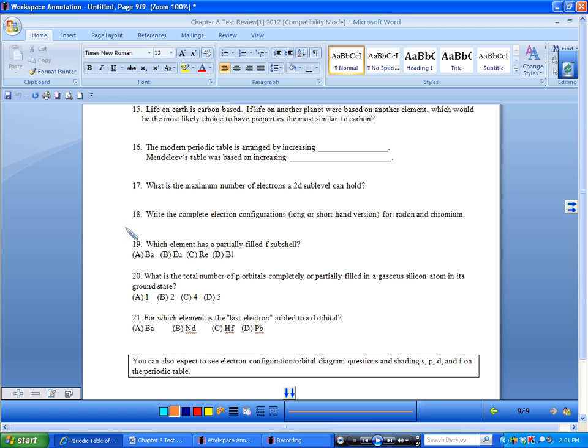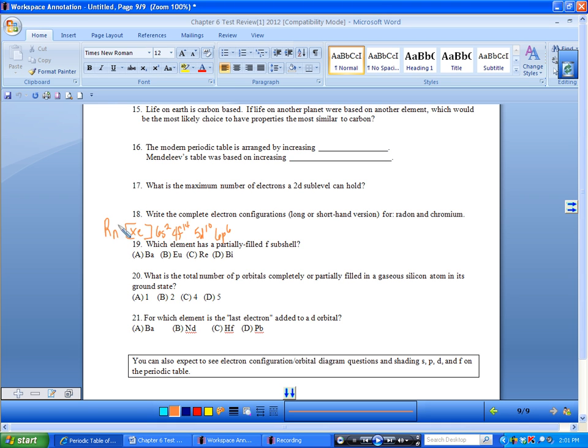Okay, so I said I'm going to do radon first. Radon is Rn. The noble gas configuration is xenon, which is, I think, 54. And then I'm going to go 6s2, 4f14, 5d10, 6p6. Notice these are lowercase letters, and these are superscripts.